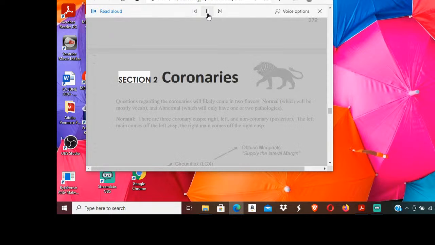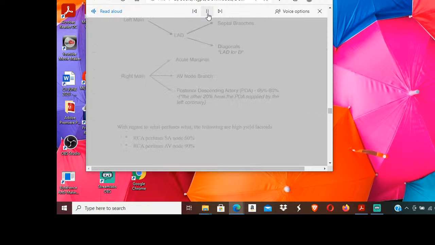372. Section: coronaries. Questions regarding the coronaries will likely come in two flavors, normal, which will be mostly vocab, and abnormal, which will only have one or two pathologies. Normal: there are three coronary cusps, right, left, and non-coronary, posterior. The left main comes off the left cusp, the right main comes off the right cusp. Left main. Right main.